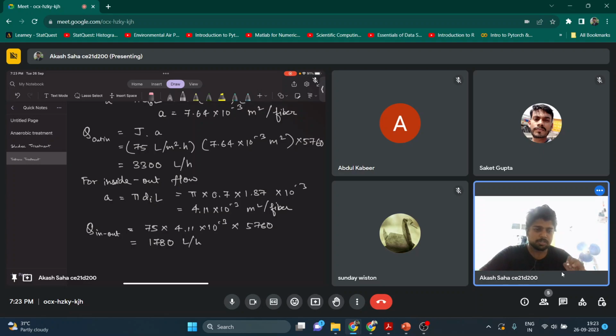So this is the power of the configuration in membrane system. If we have to control the flow rate, we can just change the configuration. Nearly double the flow rate we can get in the case of outside in, whereas in the case of inside out, it is just half of the outside inflow. So configuration is a very important parameter in the case of membrane performance. Okay, so is it clear?